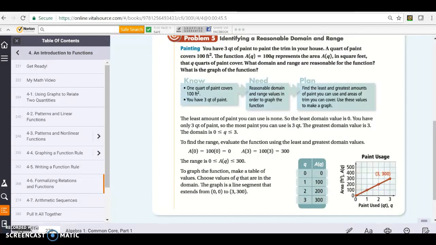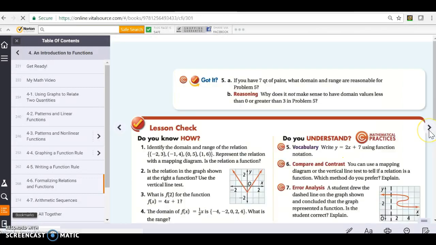It says to find the range, evaluate the function using the least and greatest domain value. So if I plug in 0, I get 0. And if I plug in 3, I get 300. So my range would be 0 to 300. So to graph, and it asks what is the graph of the function. It does ask me to graph the function. So it says the graph of the function, make a table of values, choose the values, and again we don't have to do that. We can just put it in our handy dandy free graphing calculator, and we see this from 0 to 300, and these are the values that we can have.